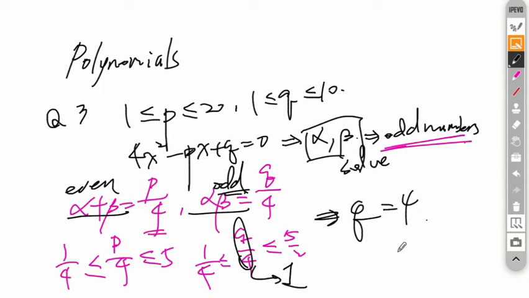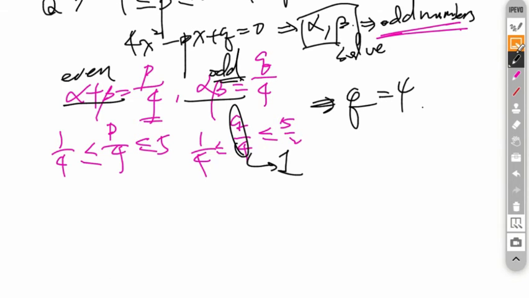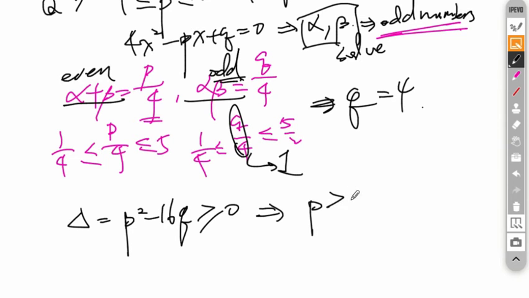If we want to find another range for p, we'll use the discriminant of this quadratic equation. This is actually a very important technique. If you want to get the range of a root, or the range of something, you will need to use the discriminant. The discriminant of this equation will be equal to p squared minus 16 times q. This must be greater than or equal to 0 because it has two roots. This means that p must be greater than or equal to 8.